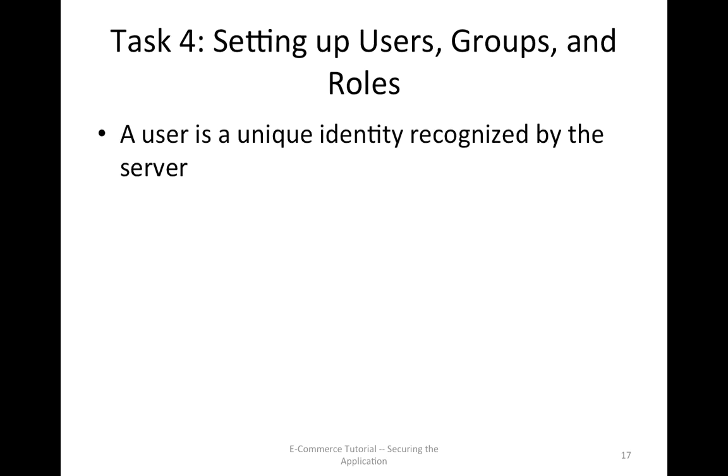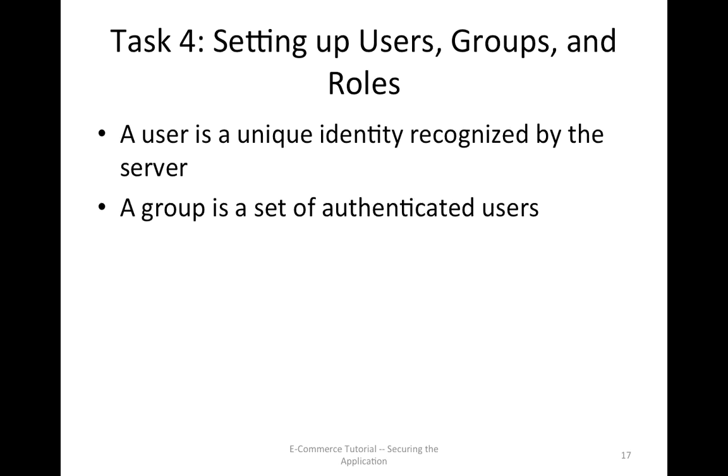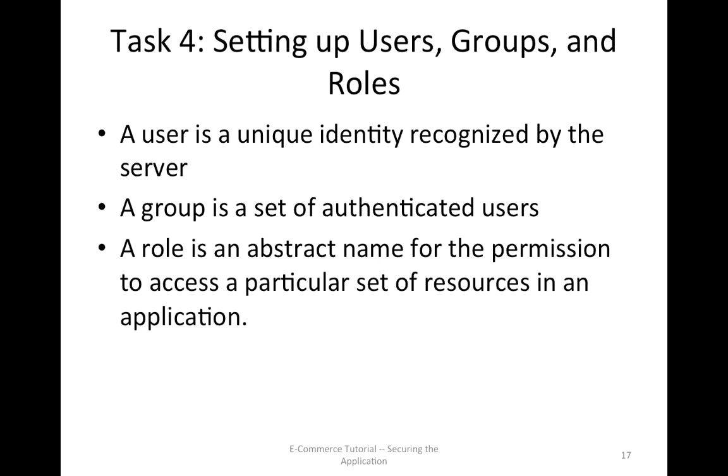Basically, a user is a unique identity recognized by the server. A group is a set of authenticated users. A role is an abstract name for the permission to access a particular set of resources in an application. You can understand a role like a key that can open a lock. Many people might have a copy of the key, so many people might have the same role. The lock doesn't care who you are, only that you have the right key. So the server doesn't care who you are, only if you have the right role, so you can access the resource that allows that kind of role to access.